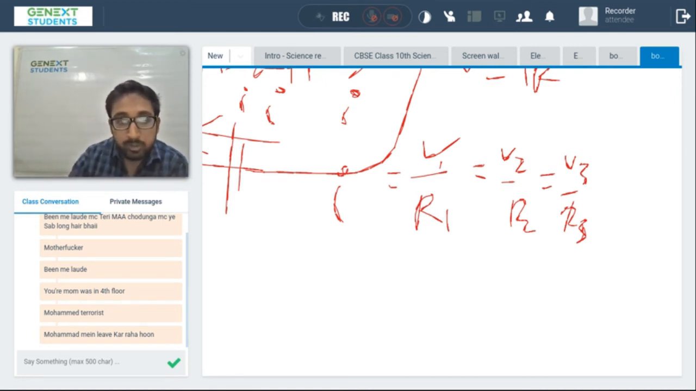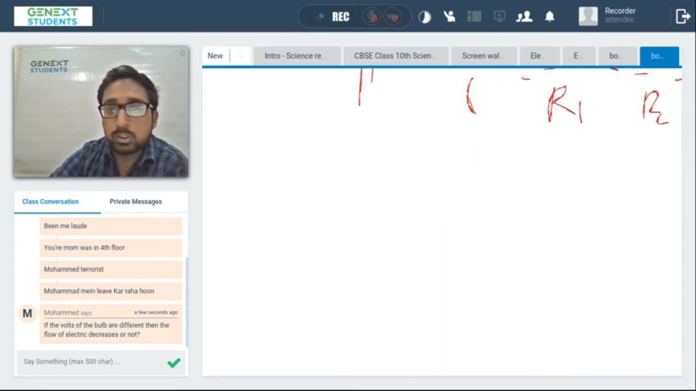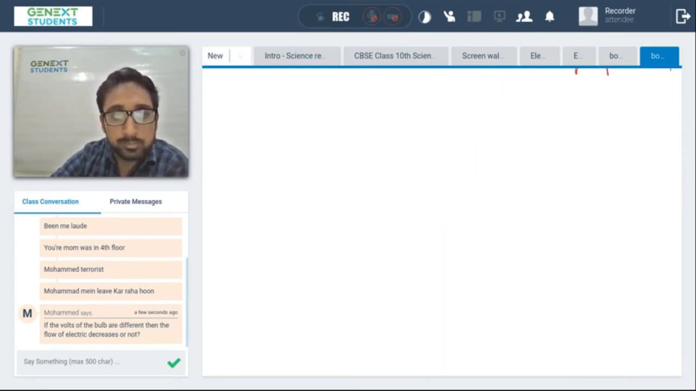So what is V1? This is V1, right? No, it does not decrease. The flow is not affected by the voltage. If the volts of the bulbs are different, will the flow of electrons decrease in the circuit? They will not decrease, right? There are different voltages. Let me show this once again.